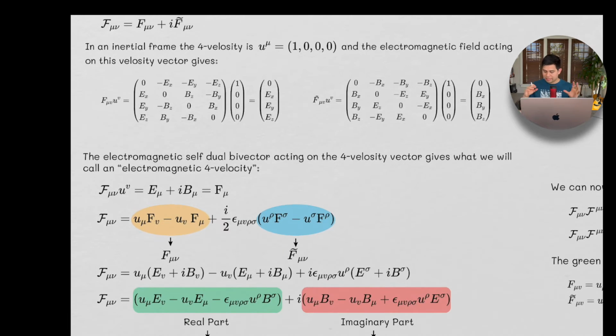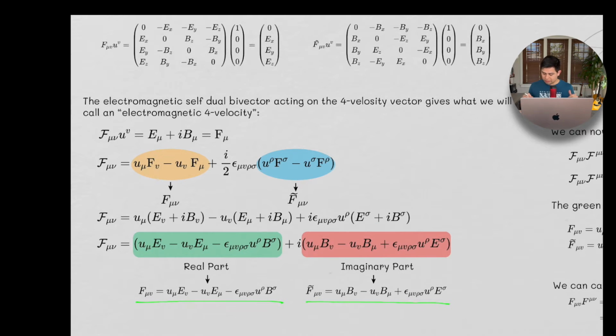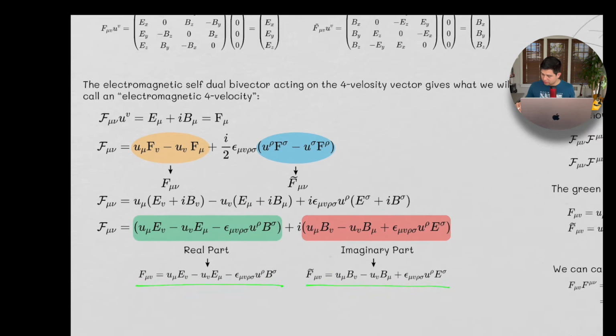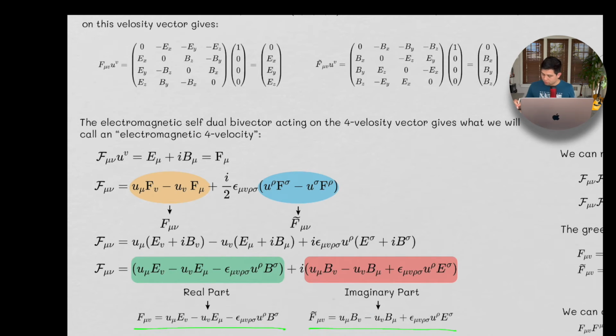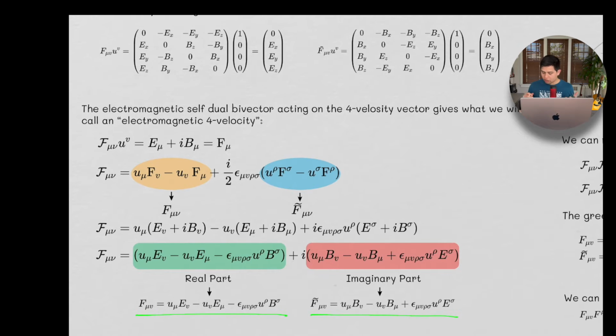Okay, now let's take a look at this self-dual bivector a little bit more. So the electromagnetic self-dual bivector acting on the forward velocity vector gives what we will call an electromagnetic forward velocity. And let's take a look. We're going to call it this, right? This isn't something that you typically will see in books. I just sort of named it this way just to get a few things straight here.